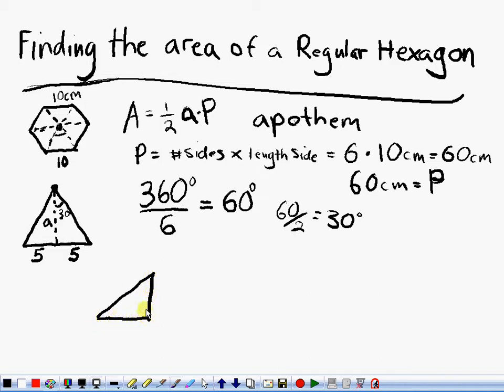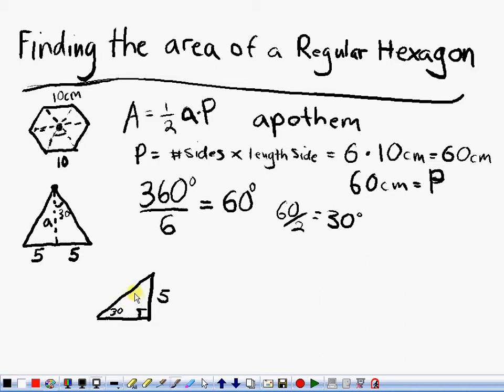Okay, let's see here. It's a right triangle. Alright, so you have 30 degrees here. I just basically took this and laid that part down and brought it over. Okay, so this 5 is over here.